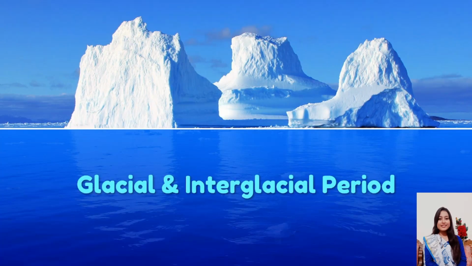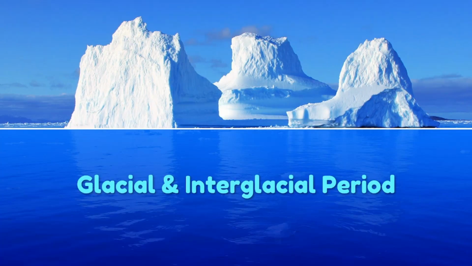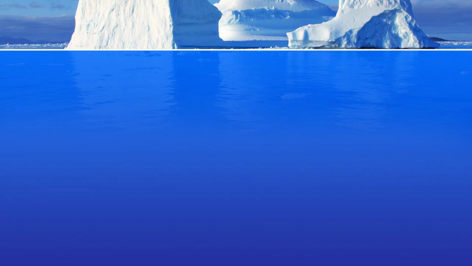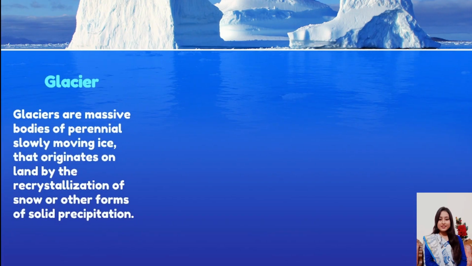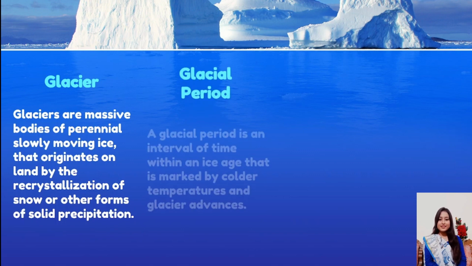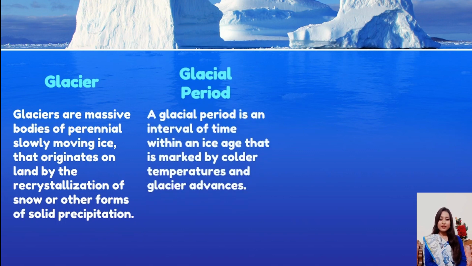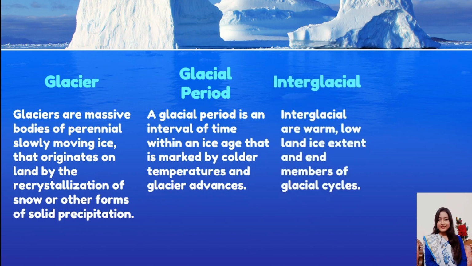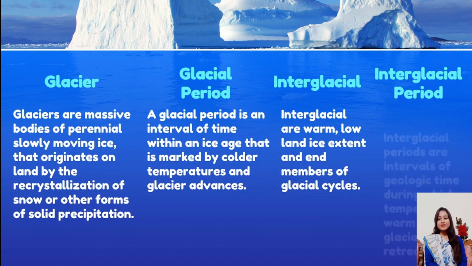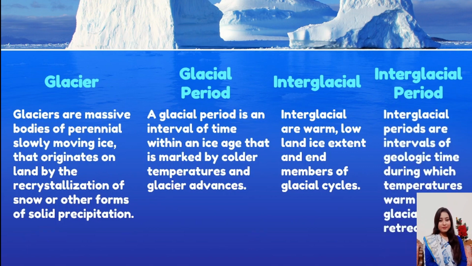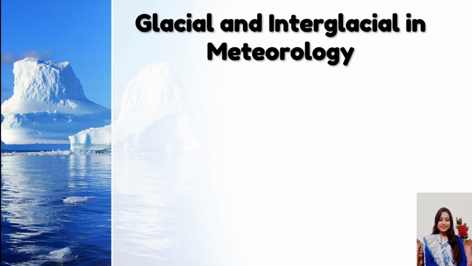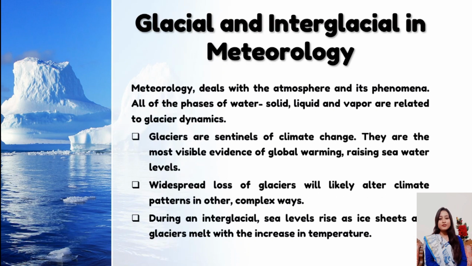Here we are representing Group B and our documentary is about glacial and interglacial periods as a part of the meteorology course. Here the first term that came is: what is a glacier? Glaciers are massive bodies of perennial slowly moving ice, and the glacial period is an interval of time within an ice age which is marked by colder temperature. Then comes the interglacial period, which is an interval of geologic time of warm temperature.